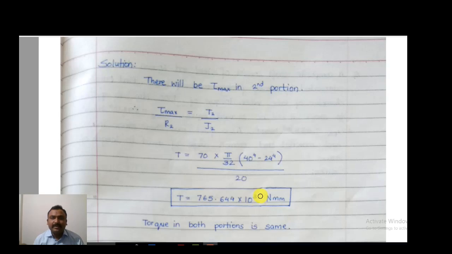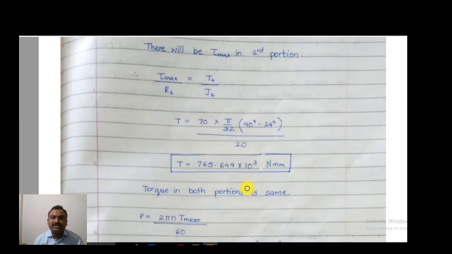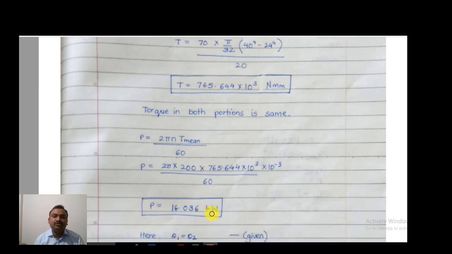The torque transmitted by the shaft in the second portion and in the first portion will be the same, as it is transferred by the outer portion only. So by using that, we can calculate the power as we know the RPM value. Power is 2 pi N T by 60. Just put the value of RPM, 200 RPM is given, and the torque transmitted that we have calculated, 765 divided by 60. By multiplying by 10 to the power minus 3 you will get the power in kilowatt. See the unit system. So the answer will be 16.036 kilowatt.